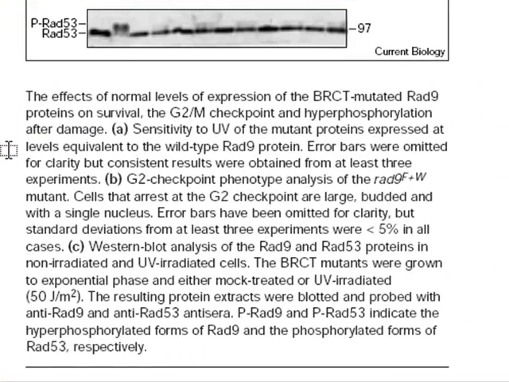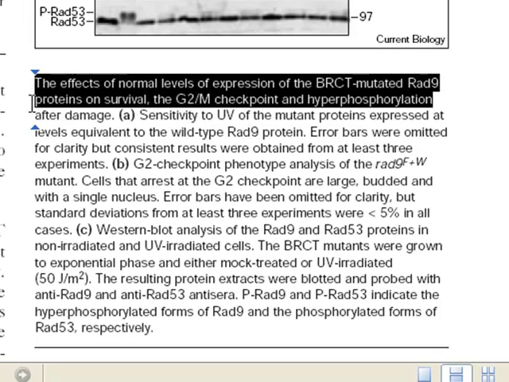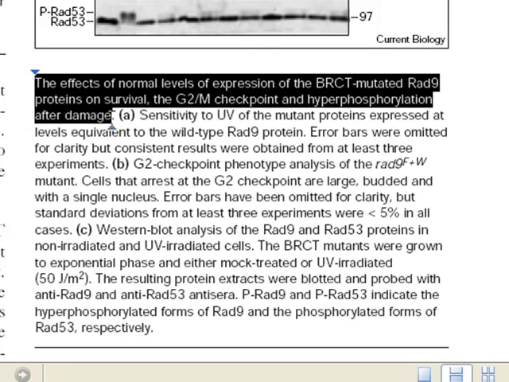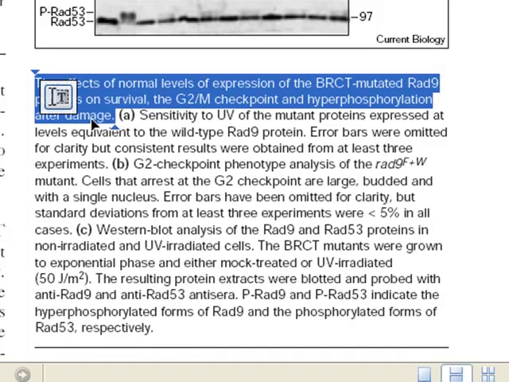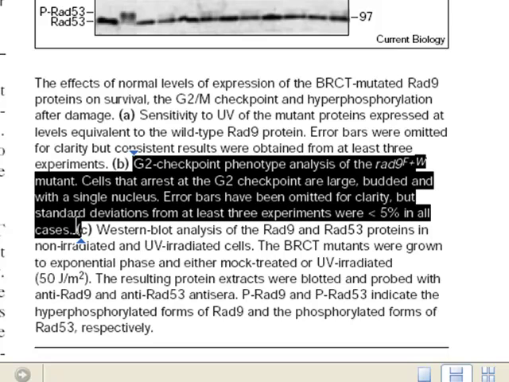Every legend starts with a concise one-sentence title summarizing the figure. In Figure 2 we are therefore told that the figure is about the effects of normal levels of expression of the BRCT mutated Rad9 proteins on survival, the G2M checkpoint, and hyperphosphorylation after damage. Each part of the figure is then individually described. For example, for Figure 2, Part B, we are told: G2 checkpoint phenotype analysis of the Rad9 F+W mutant.